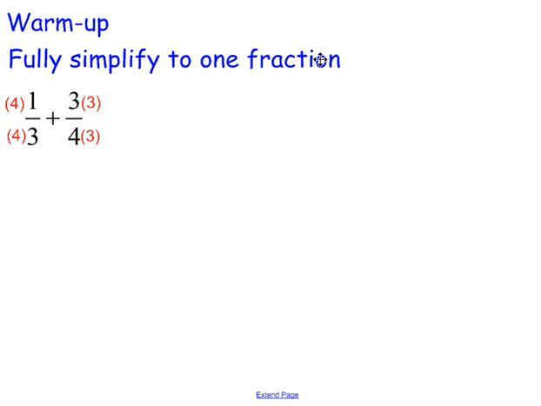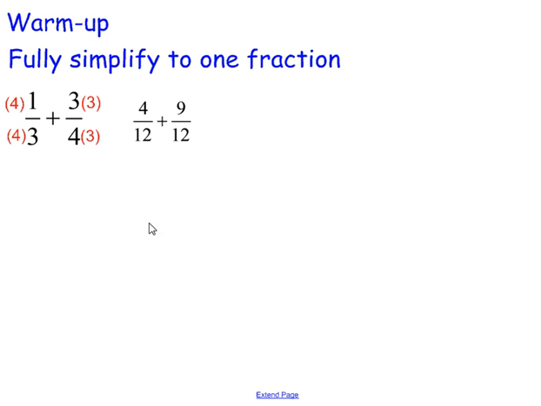Okay, once you do that, you're going to multiply across. So for the fraction here, you're going to get 4 times 1. That's going to give you 4, and then 4 times 3 is 12. So you get 4 over 12 for this fraction here. Then for the other one, you get 9 over 12.